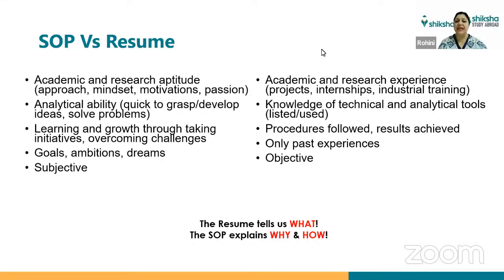It should talk about learning and growth through taking initiatives and overcoming challenges. You should talk about your goals, ambitions, and dreams. And remember, an SOP is a subjective document. On the other hand, the resume is talking about academic and research experience, projects, internships, industrial trainings, etc.